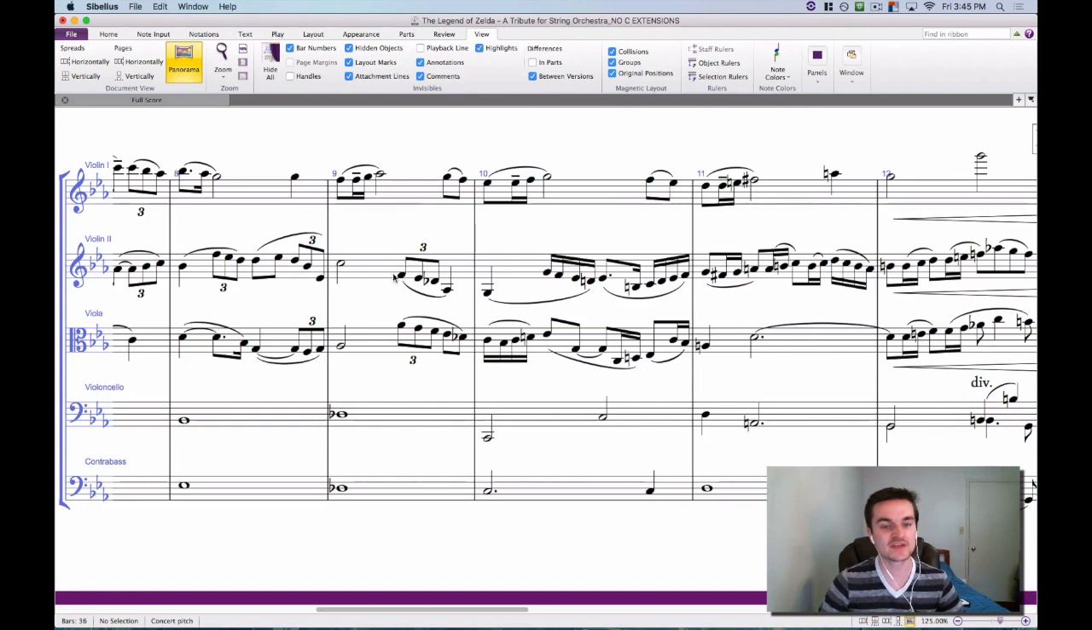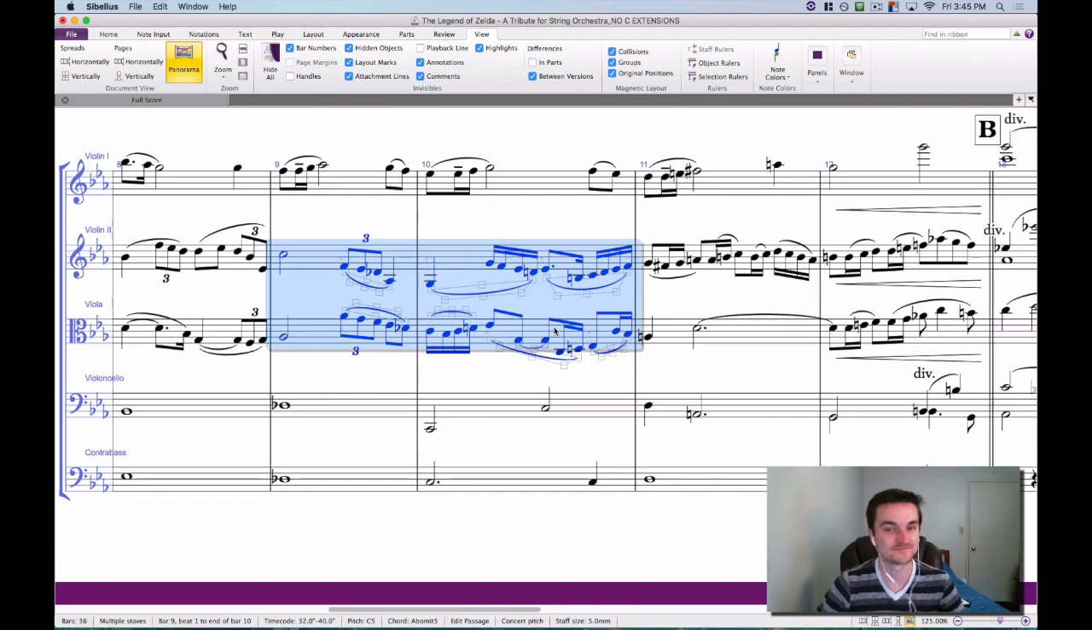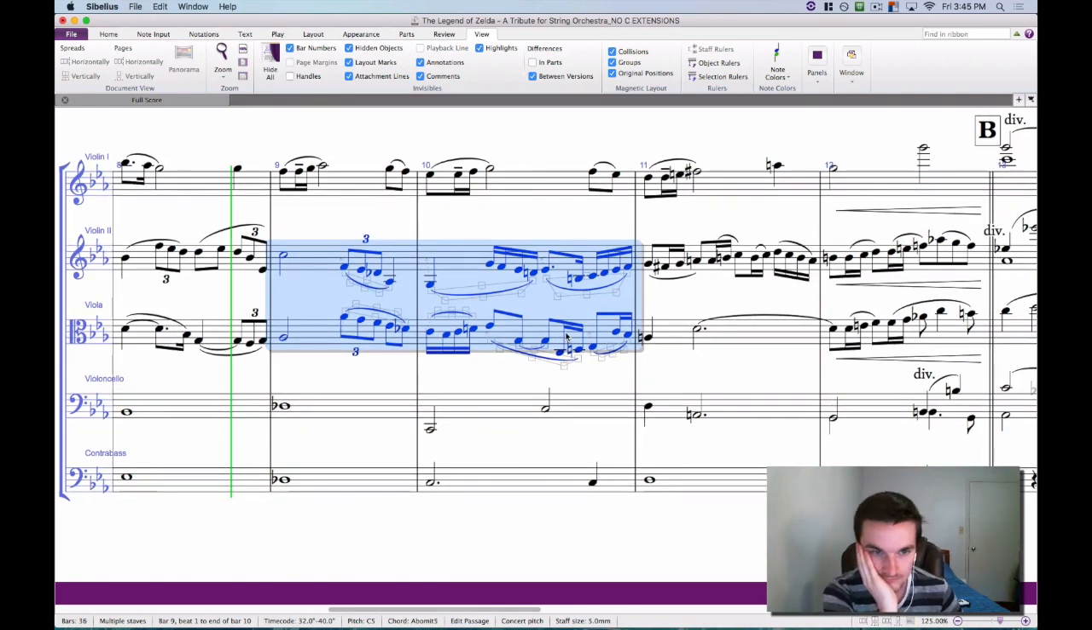And this is where I did some voice crossing because I wanted the viola to be able to pop out. So I immediately cross the viola above the second violin, so that the viola can have its line, and then I have them pop back down. So this is a little notey, but just listen to how the structure works.